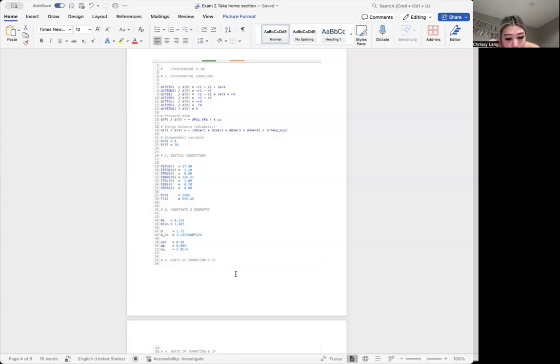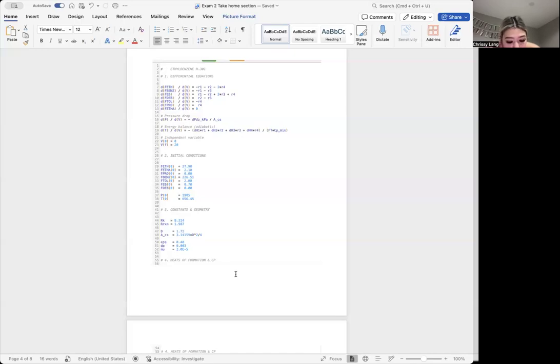I started by writing the general mole balances in terms of the molar flow rates and the reactor volume. Using the form dFi/dV equals Ri for each species, the reaction rates were written from the kinetic expressions given in the design problem, including the fact that reaction 3 is reversible, so that the rate had both a forward and reverse term.